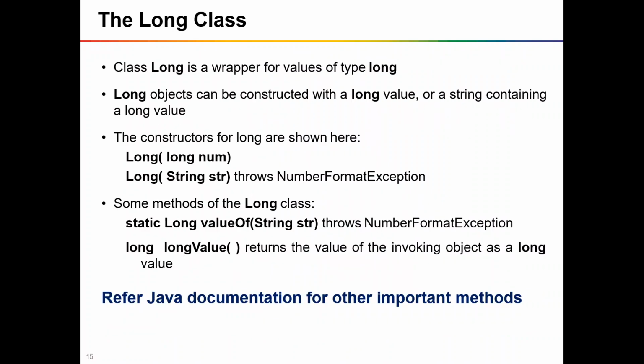And for Long, you can create a Long object by using these two constructors. Either you can pass a long number as an argument, or you can pass a string as an argument. And there is a method valueOf that will convert your string type argument into a long type, and longValue simply converts your wrapper type into a primitive type.